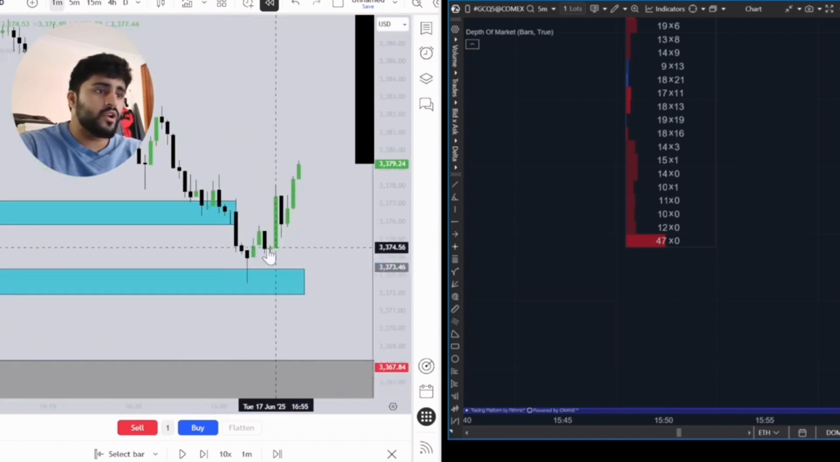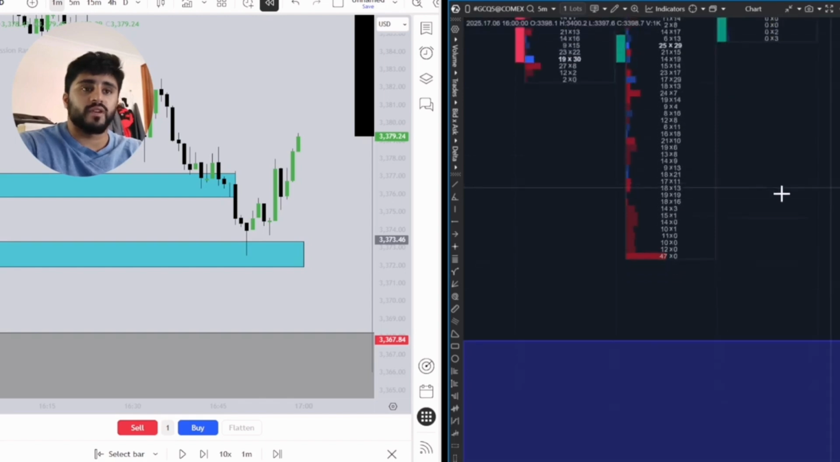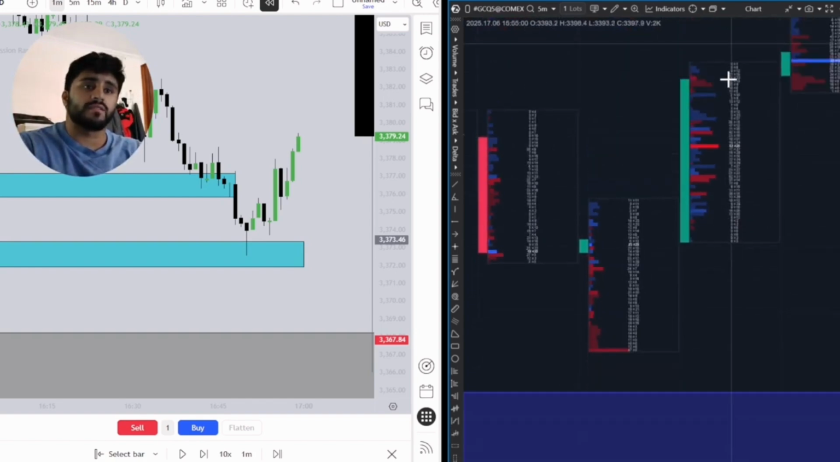So we're seeing price reject off this key level, right? This fair value gap and this fair value gap. So this 47 for 0 is the most interesting thing you want to keep your eyes on. 47 for 0, the aggressive sellers have failed, and then of course we break to the upside, right?